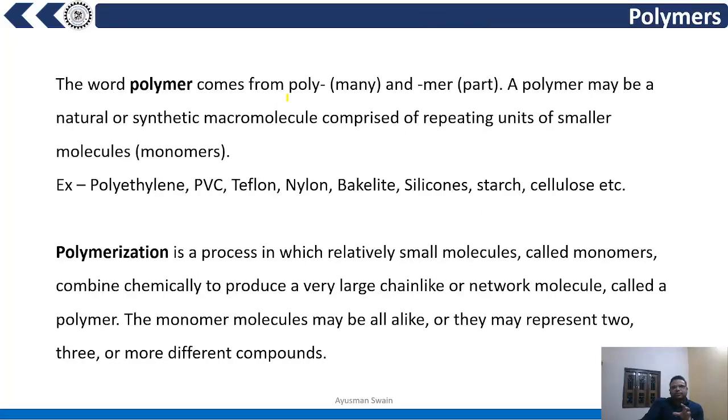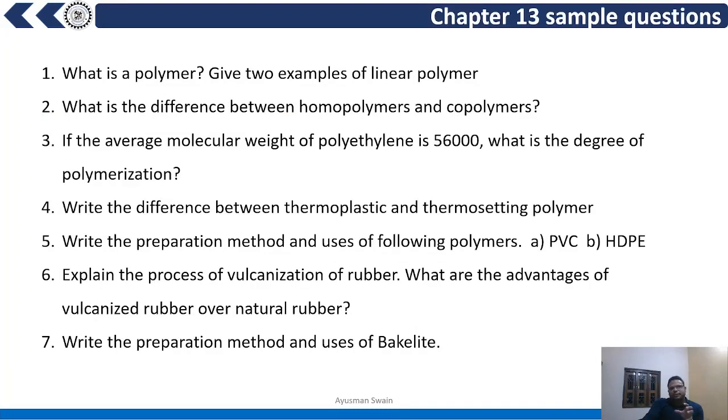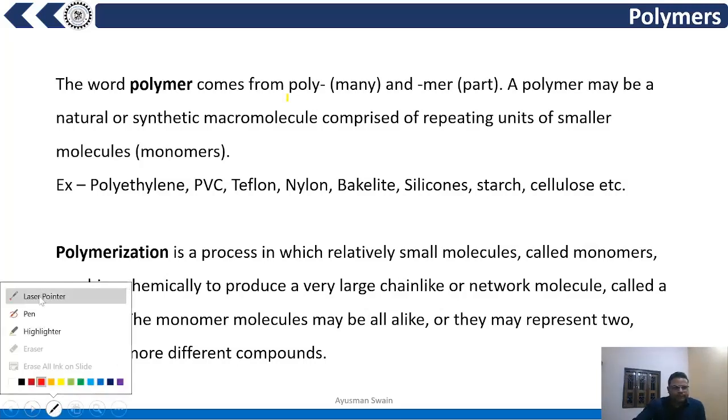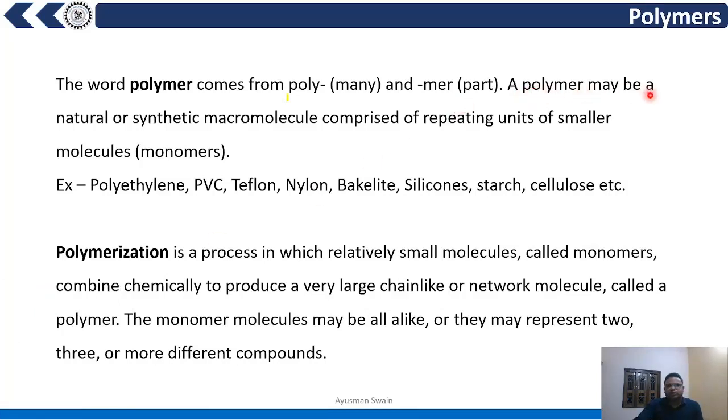If questions come like this, the first question you see: what is a polymer? Give two examples of linear polymer. And in this slide, the answer is already there. A polymer may be a natural or synthetic macromolecule comprised of repeating units of smaller molecules. So this itself is the definition. The smaller molecules are monomers and the macromolecule is the polymer.